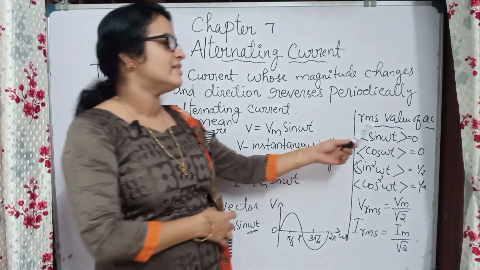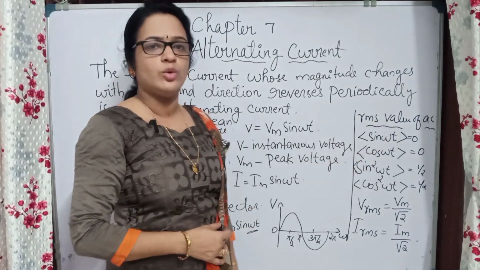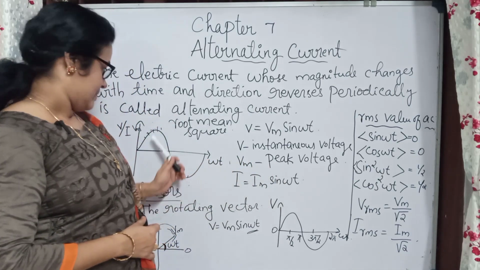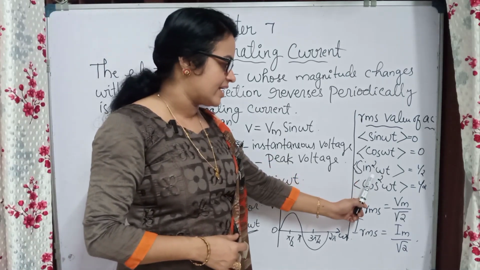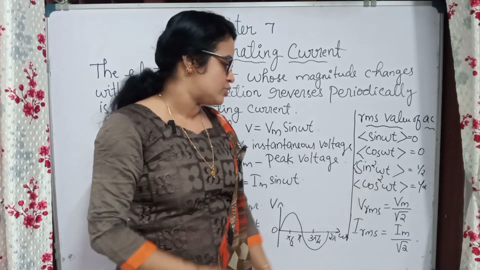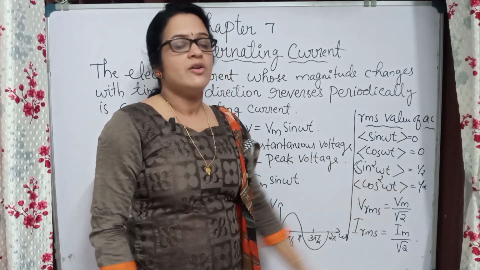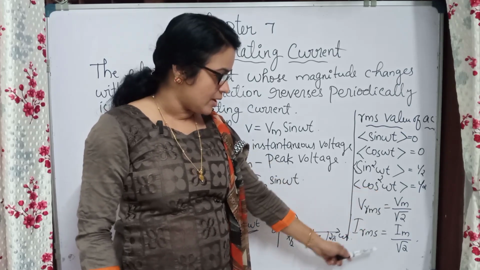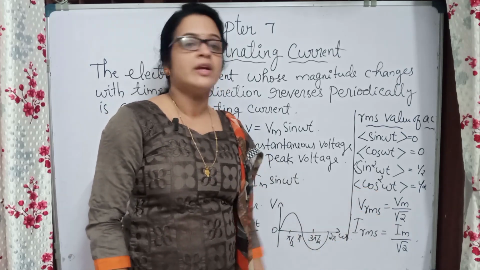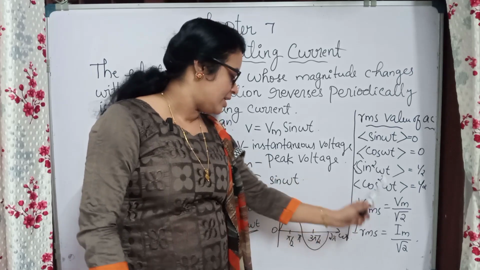So for avoiding that, we are taking the root mean square value of that cycle, okay, so of that AC. So here we are getting sin square omega t is equal to 1 by 2 and cos square omega t is equal to 1 by 2, and Vrms is equal to Vm by root 2 and Irms is equal to Im by root 2. So these equations are very important.